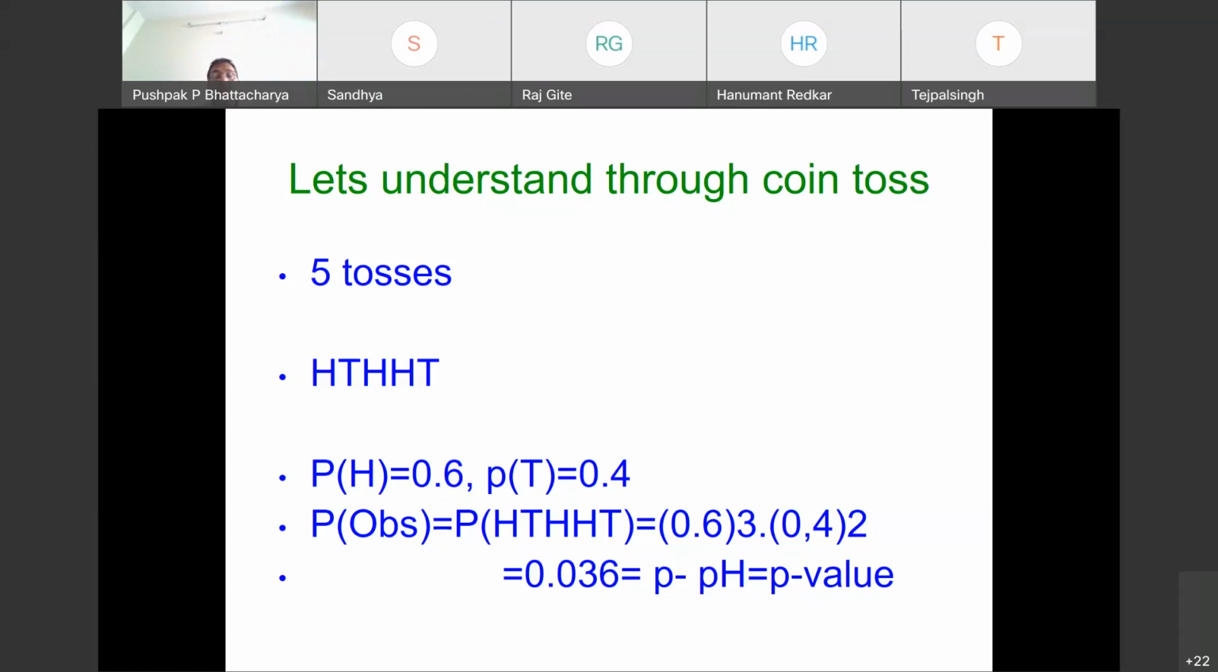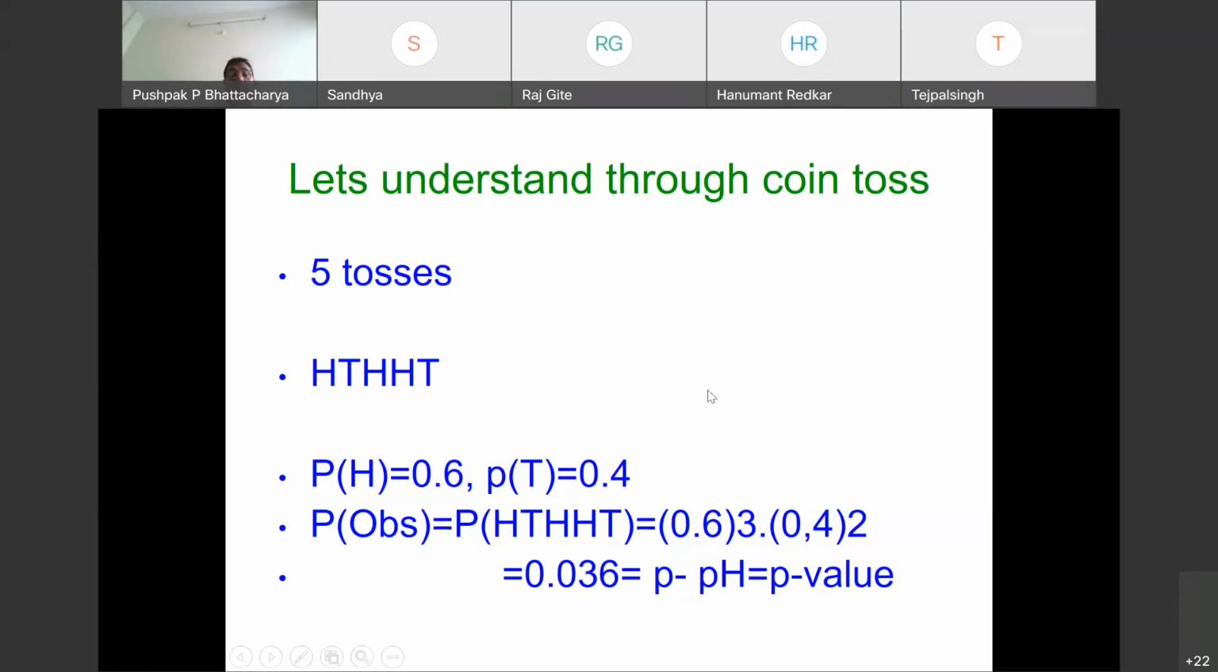So P of H, I think this maths has to be properly written. Well, I'll do it next time properly. So this is a way of getting the P value. We'll not go to the nitty-gritties now, but just see this point.